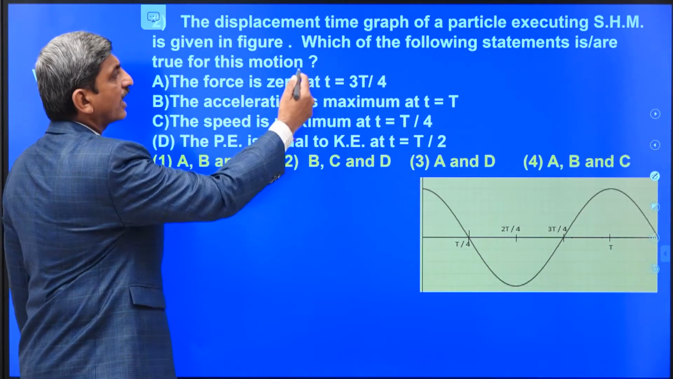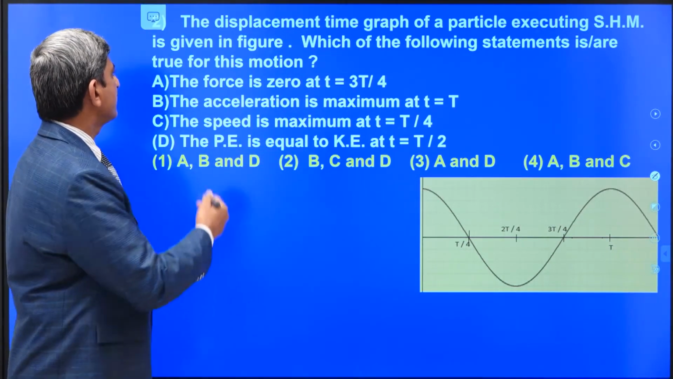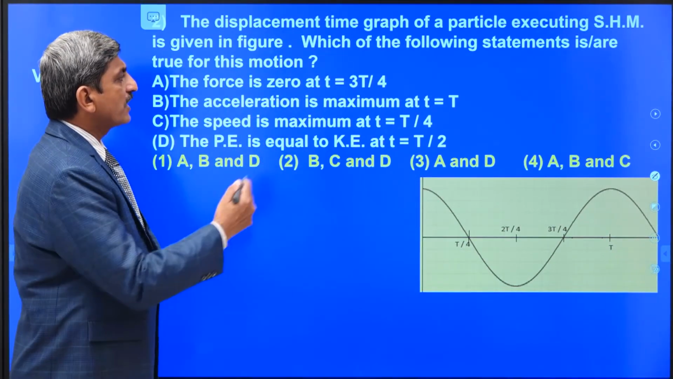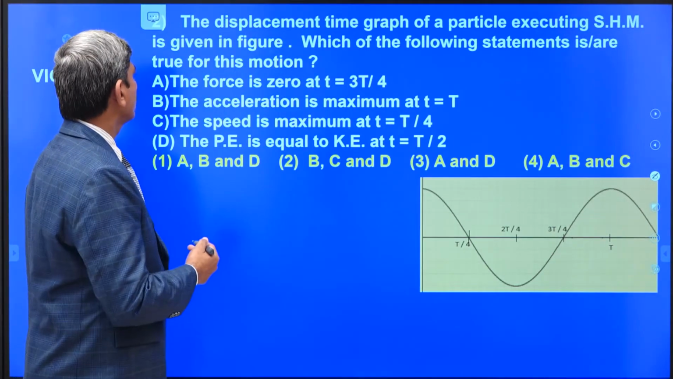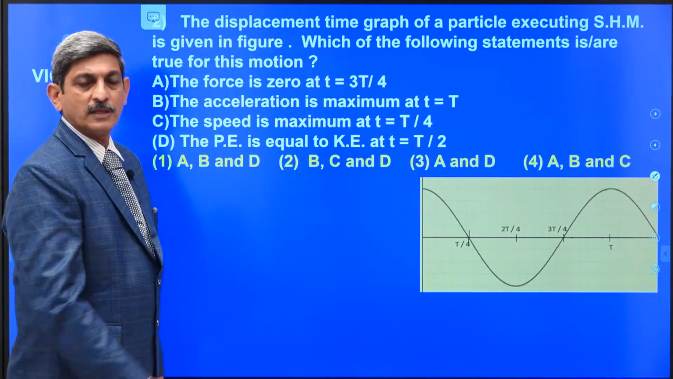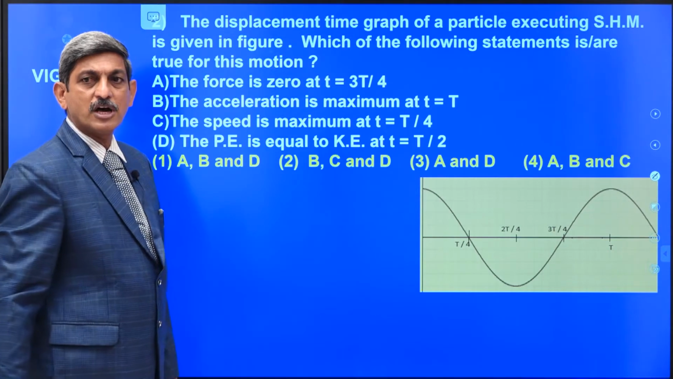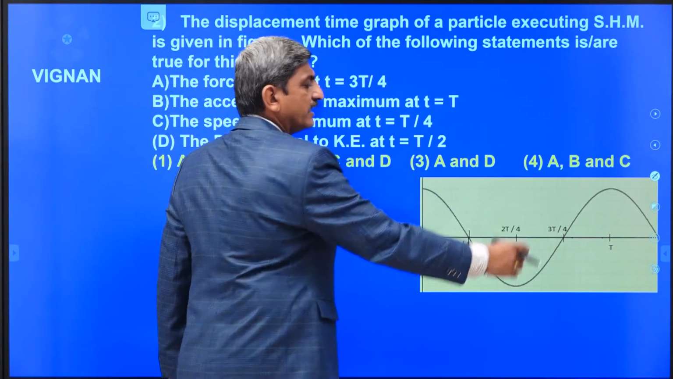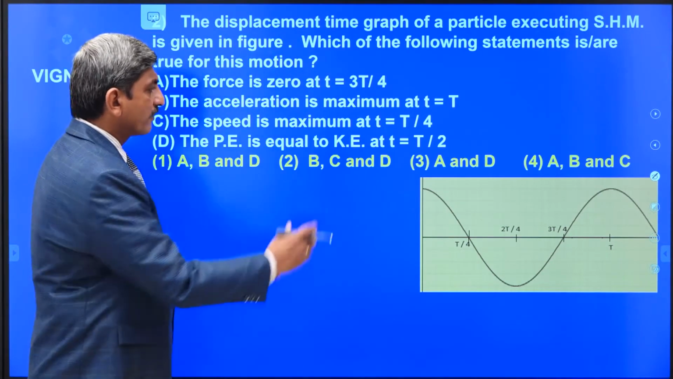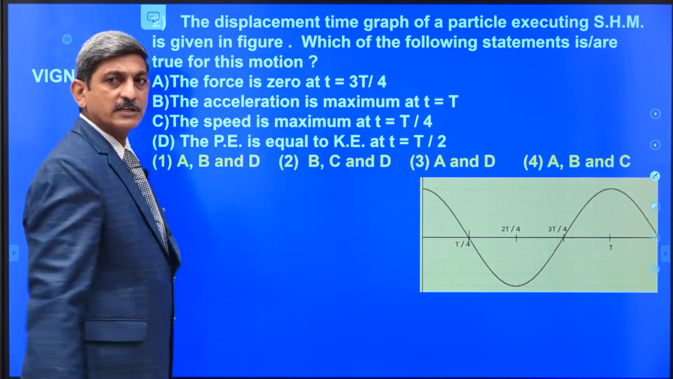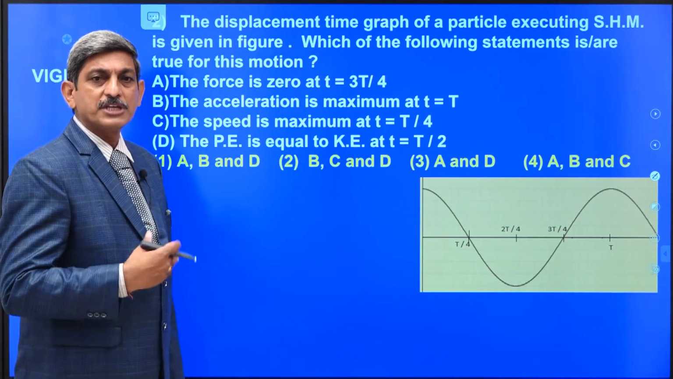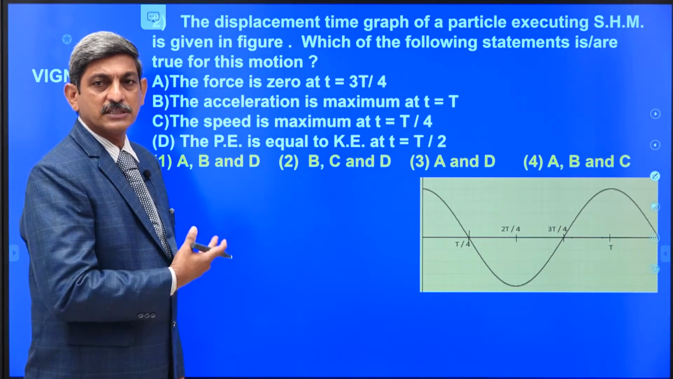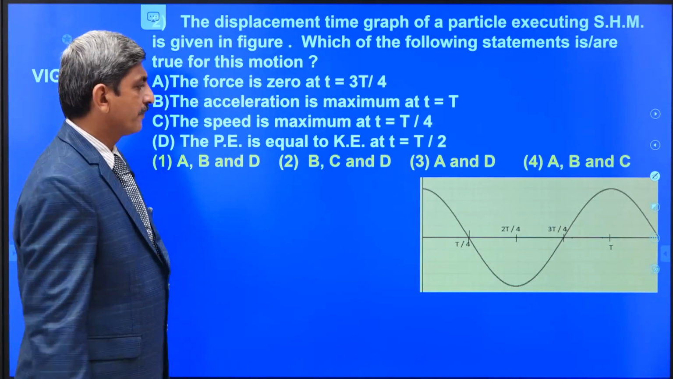The displacement time graph of a particle executing SHM is given in the figure. Which of the following statements is or true for this motion? Here, the motion of the simple harmonic is explained by means of a graph in this diagram. From this graph, four options are given. In that four options, which option is right, which option is wrong, that is to be identified.